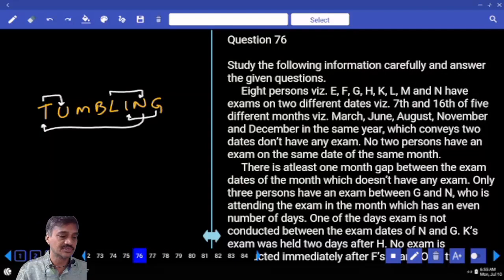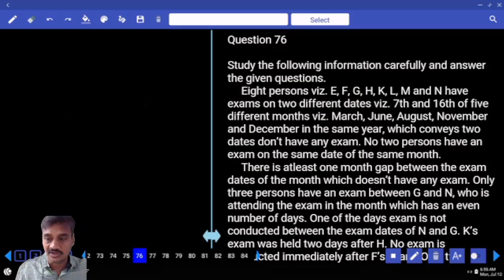Then coming to this one, 76 onward, 76 to 80. Now, how many persons are there? There are some 8 persons. Now, 8 persons have their exam on 2 different dates, 7th and 16th of 5 different months. Isn't it? 5 different months. That means, now only 8 persons are there, 2 dates in each of these 5 months. Altogether, how many dates were there? 10 dates were there. And out of which, on 2 of the dates, there is no examination. Holiday on 2 of the dates.